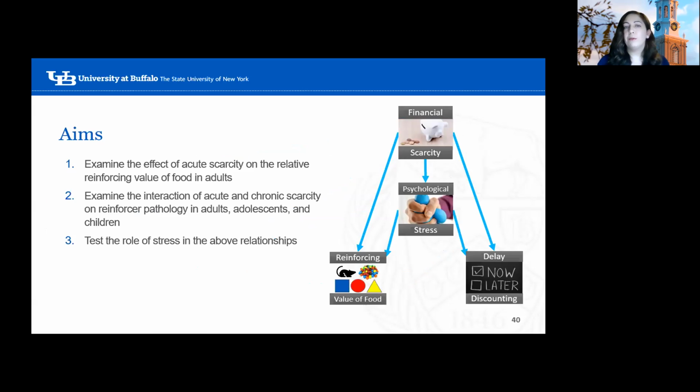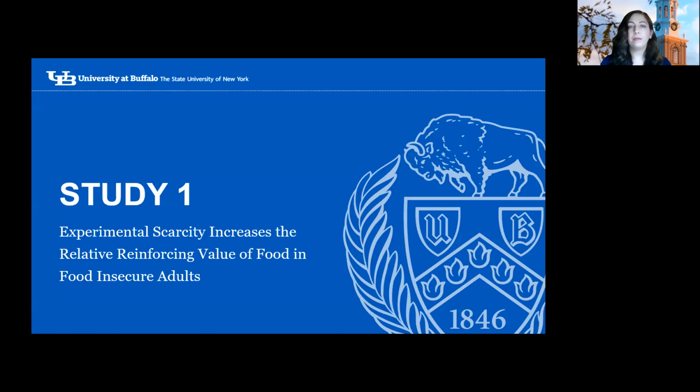I had 3 aims for my dissertation. If you remember, I noted earlier that we had the least evidence for an effect of scarcity on the reinforcing value of food, so I started there. Next, I expanded this question to include delay discounting and development. Finally, I wanted to see how acute stress might fit into these relationships.